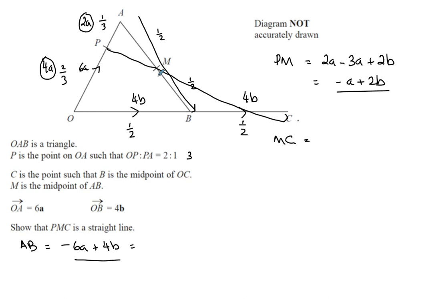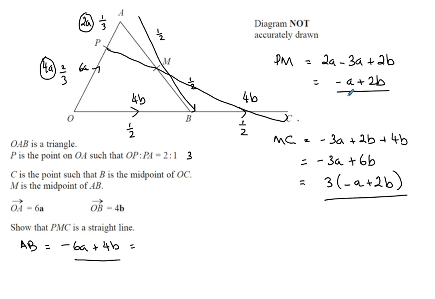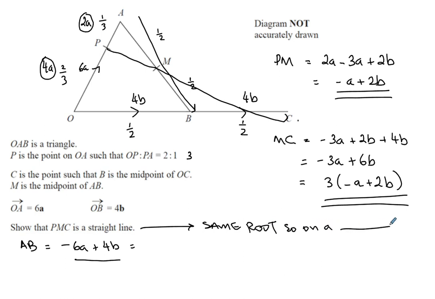Okay, and MC was still coming here, so we're going half of that, which is minus half of 6 plus half of 4b, and then we've got plus 4b. Okay, so we've got minus 3a plus 6b, and when you factorize that, you get 3 times minus a plus 2 times 3 is 6, so 2b. Yeah, so can you see they've actually got the same root. So on a straight line. Okay, yeah, good.